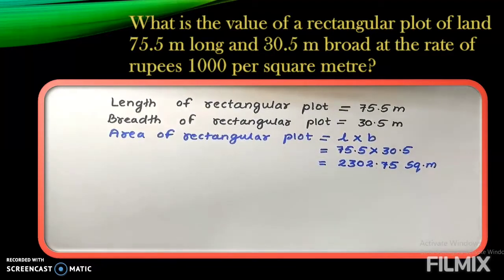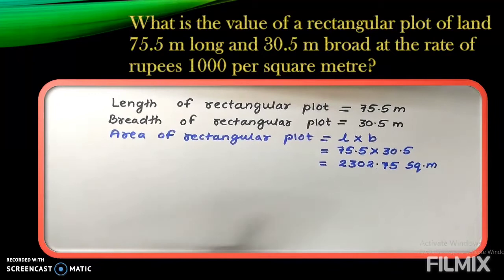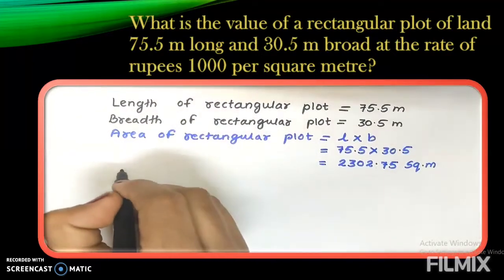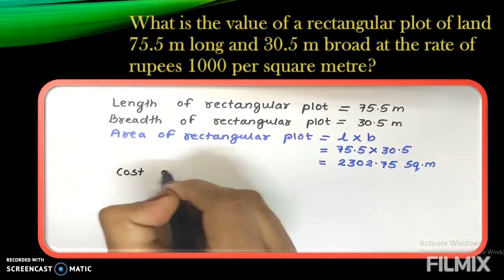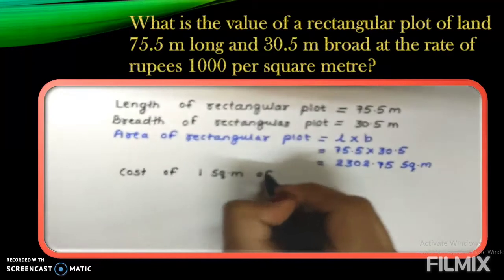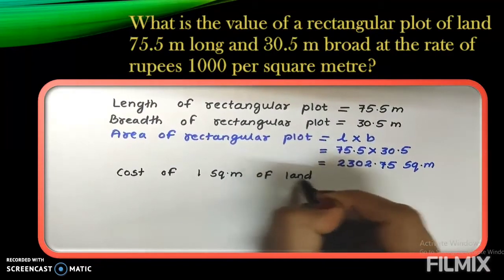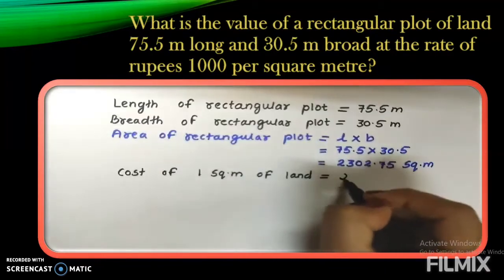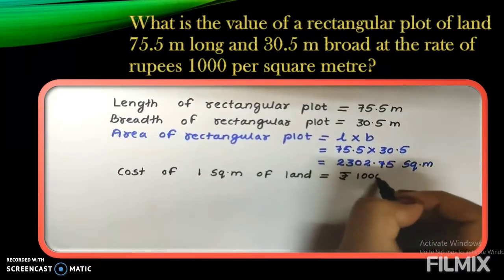Now if we read the question ahead, they had given the rate of rupees 1000 per square meter. Rate is nothing but cost. So they had given us the cost of 1 square meter. Per means 1. So we will write the statement, cost of 1 square meter of land, you write land or plot, your wish, is equals to rupees 1000.